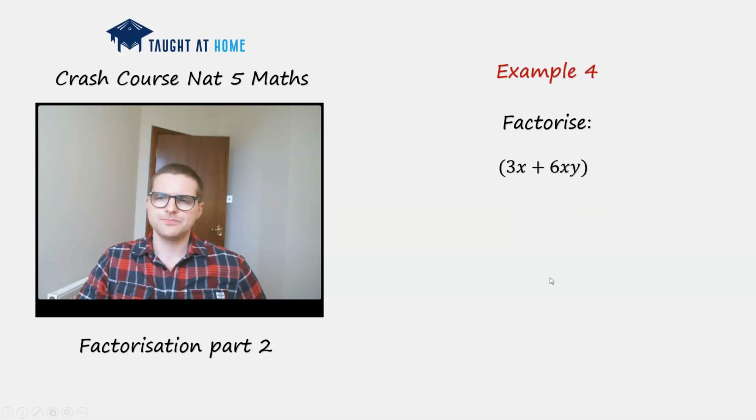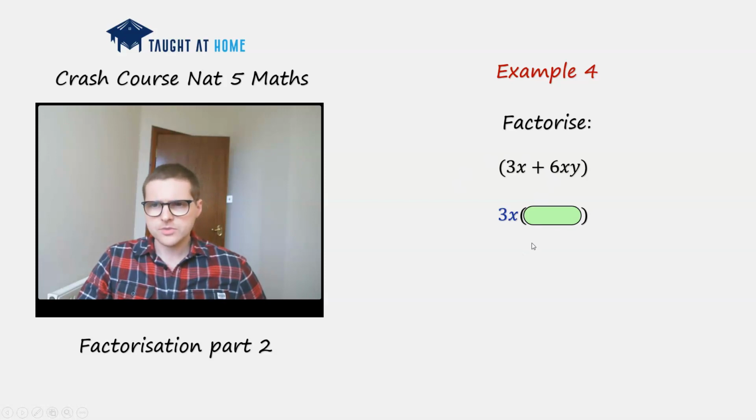Okay, example 4. 3x plus 6xy. 3x is a multiple of 3 and x, and 6xy is also a multiple of 3 and x. So let's take 3x out of the brackets. So we factor 3x out, and what we're left with is 1 plus 2y.